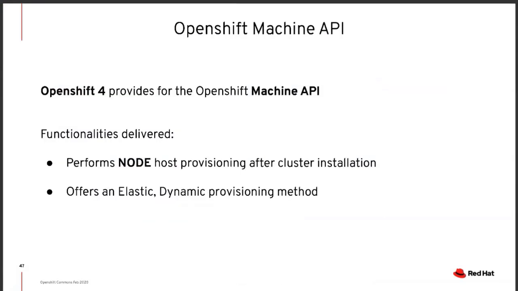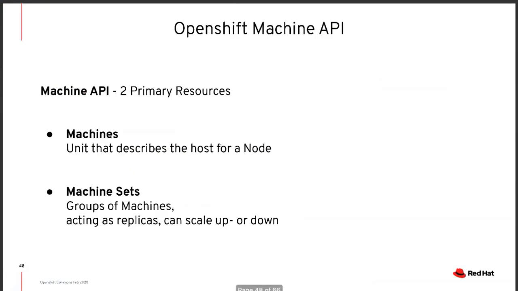We also use the OpenShift Machine API, and the Machine API actually takes care of node host provisioning after we set up the cluster. So if you set up a cluster, the Machine API will take care of the node, it will provision it, and this way you have a capability for an elastic dynamic provisioning methodology. There are 2 primary resources in the Machine API. Machines, of course, those are the machines themselves. They describe the host type for the node. So if you run in public cloud, it describes what the host would look like for a node.